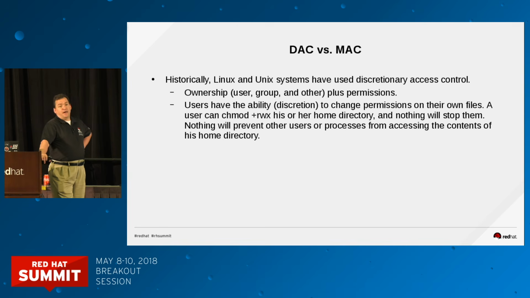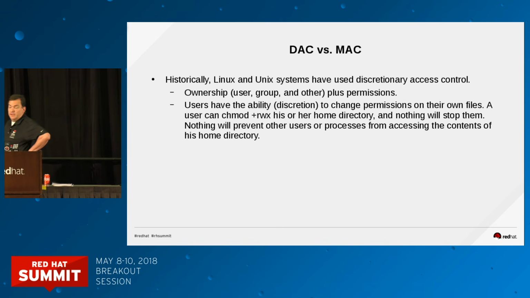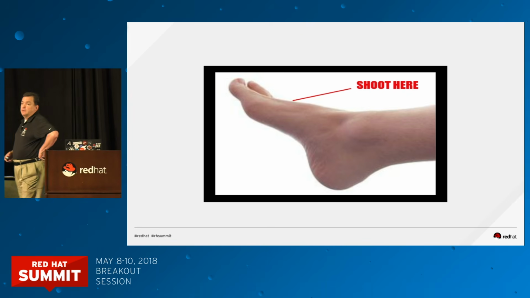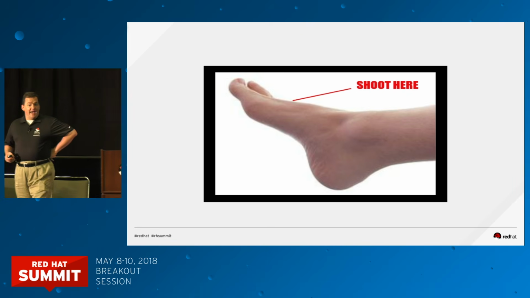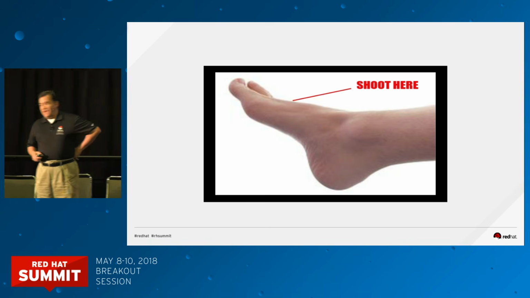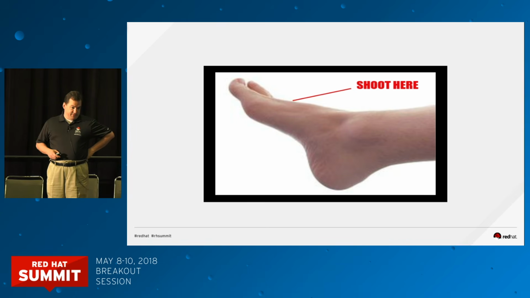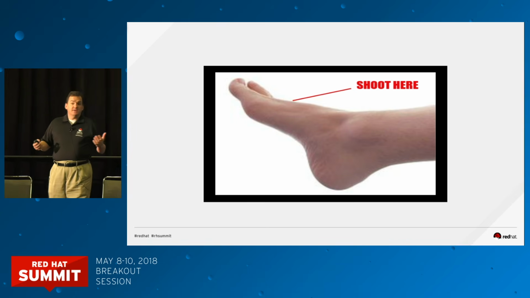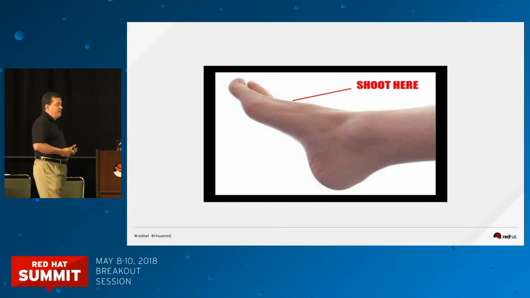A user can chmod plus RWX on their home directory, and there is nothing that's going to stop them. Nothing's going to prevent other users or processes from getting into that home directory and doing mayhem. And in traditional Unix mentality, we will absolutely hand you the pistol and show you where your foot is. But that's kind of how Unix and Linux are, and that's fine. We want to have flexibility.